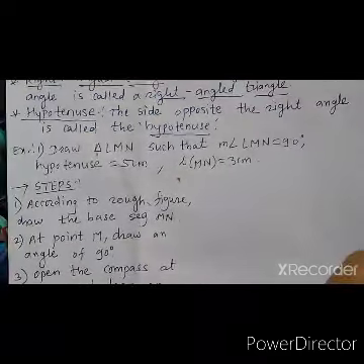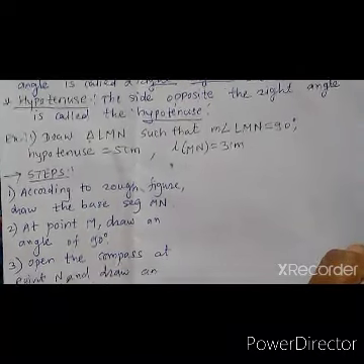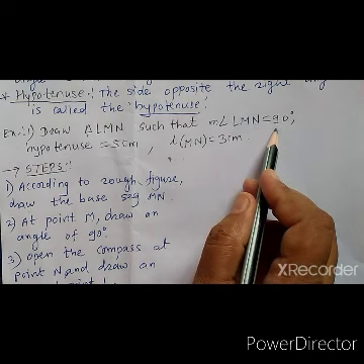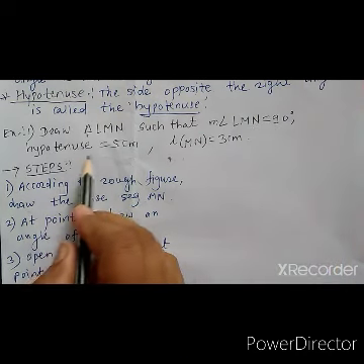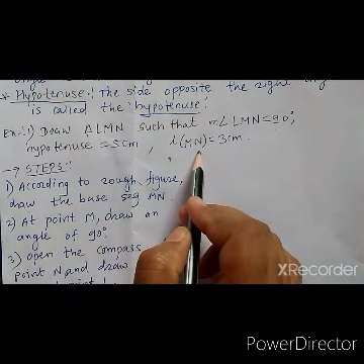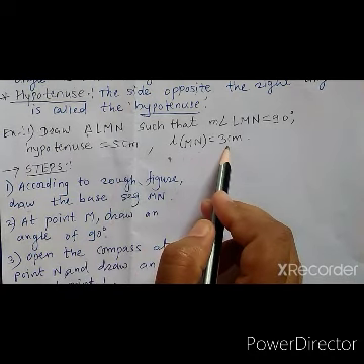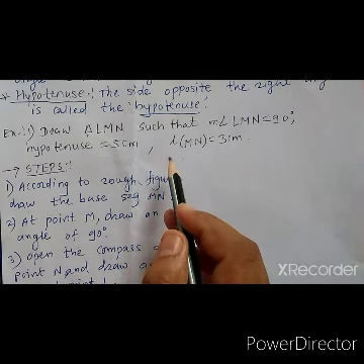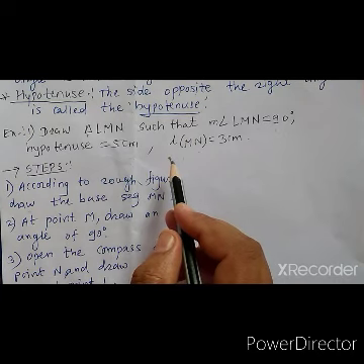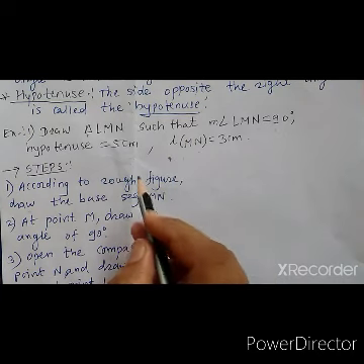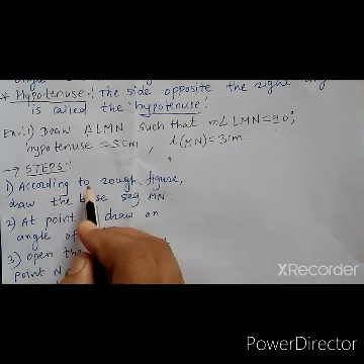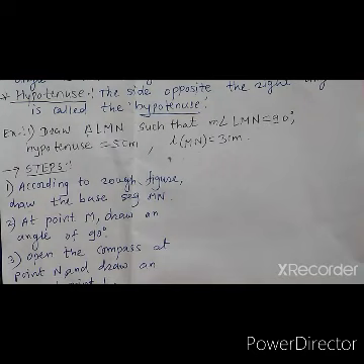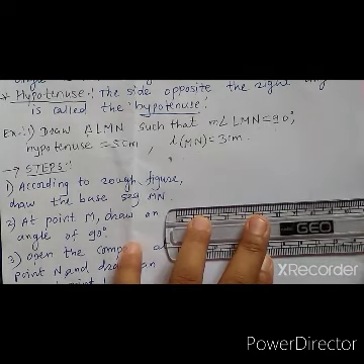Draw triangle LMN such that measure of angle LMN is equal to 90 degrees, that is right angle, hypotenuse 5 cm and length of MN is equal to 3 cm. So for this, first we have to draw a rough figure, and then according to the rough figure we can draw the required figure. Now let us see the steps. Number 1, according to the rough figure draw the base seg MN. So first we have to take base MN, and first we have to draw a rough figure.